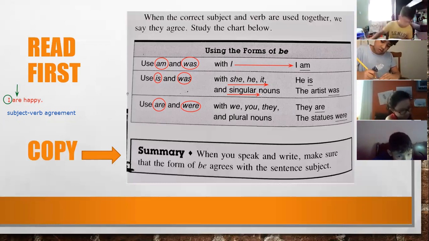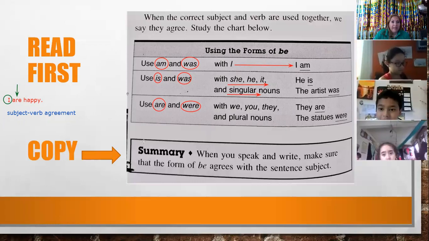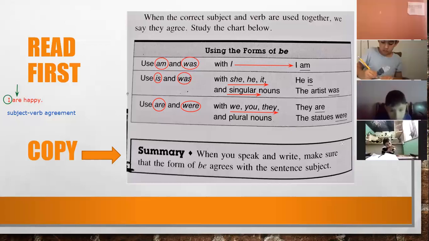Yes, Santiago? So are in the past is where? Yes, the past of are is were. They are in class, they were in class yesterday. And where is it used? They are playing with my friends. They were playing with my friends. Exactly, because the tense of the sentence changes to past just by changing the linking verb, in this case, were.